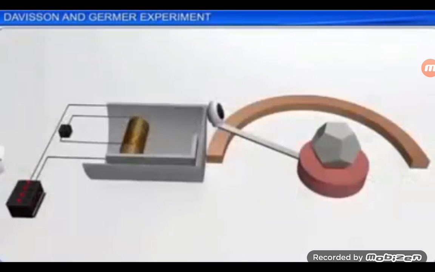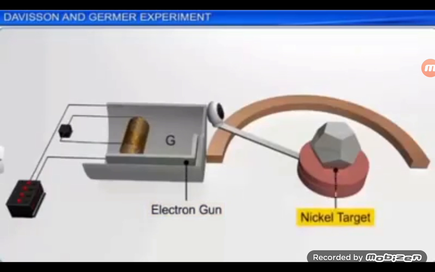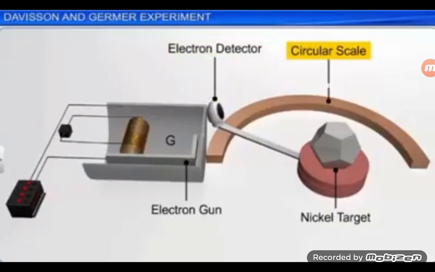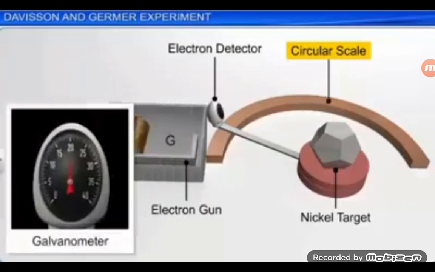Curiously similar setup to the experiment conducted by Davisson and Germer. The setup is placed in an evacuated chamber. It consists of an electron gun G, a nickel target, and an electron detector that is capable of moving on a circular scale. The electron detector is connected to a sensitive galvanometer used to measure current.